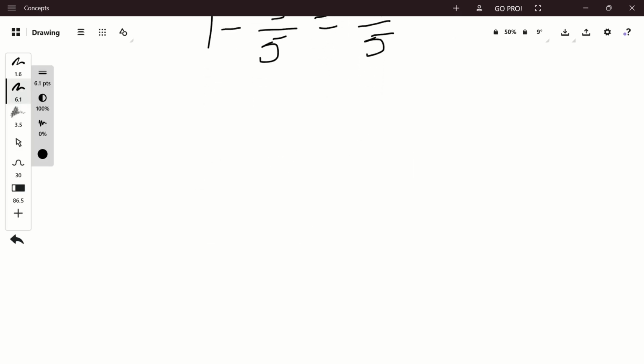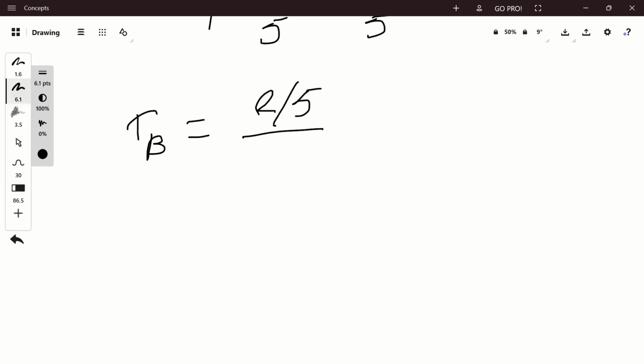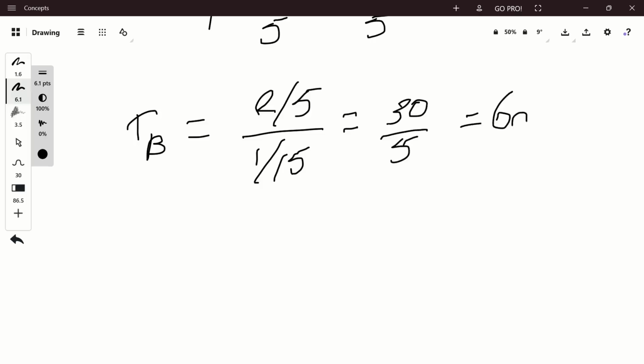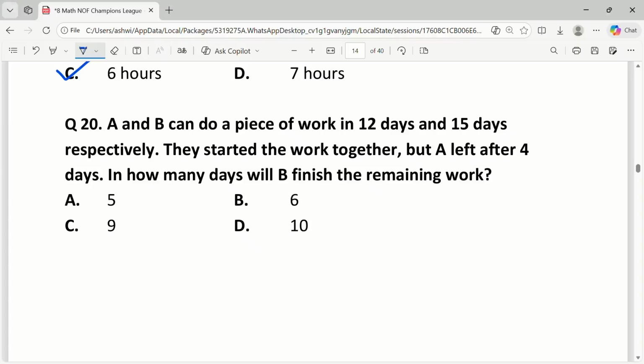Now, time taken by B is equal to remaining work upon B's daily work rate. That is 2 by 5 upon 1 by 15, which is equal to 30 by 5, which is equal to 6 days. Now B will finish the remaining work in 6 days, that is option B.